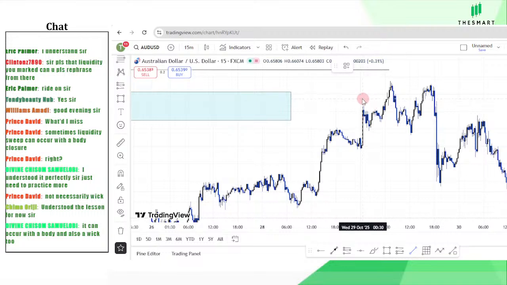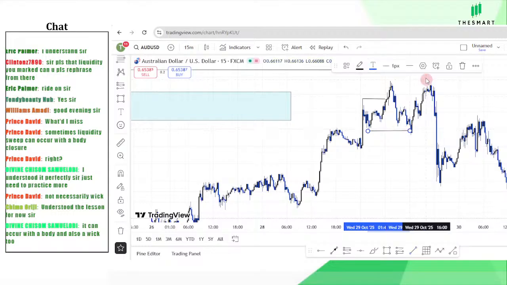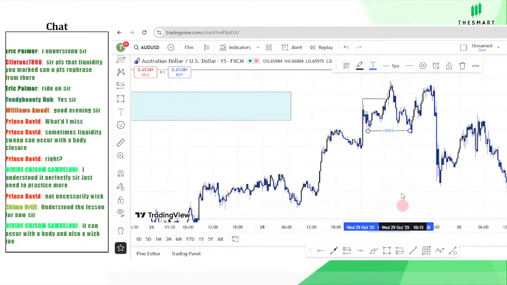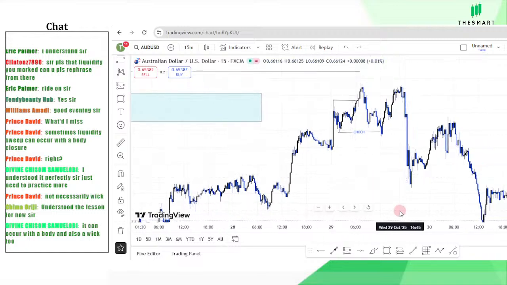So here we have this valid breaker structure at this level here. And what can you say at this point? Have this here. So that's a valid change of character. We are trying to see how to use a smaller time frame in making this whole liquidity sweep pattern very easy, or easier, for us.